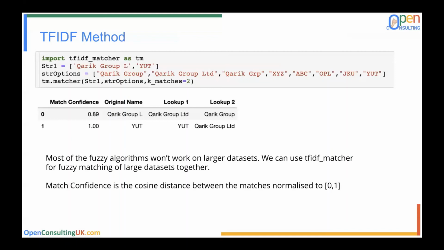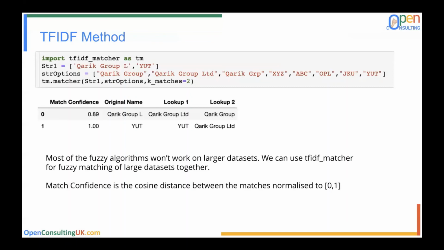So what it will do is it will look at the first string of the first list. Here we can see Carrick Group L is the first string. It will be compared against the second list, going through all the elements in that particular list, and will take the most similar strings and give them back. In this case, we are telling it to give the most similar two strings back. That's what k_matches does, and we gave 2.